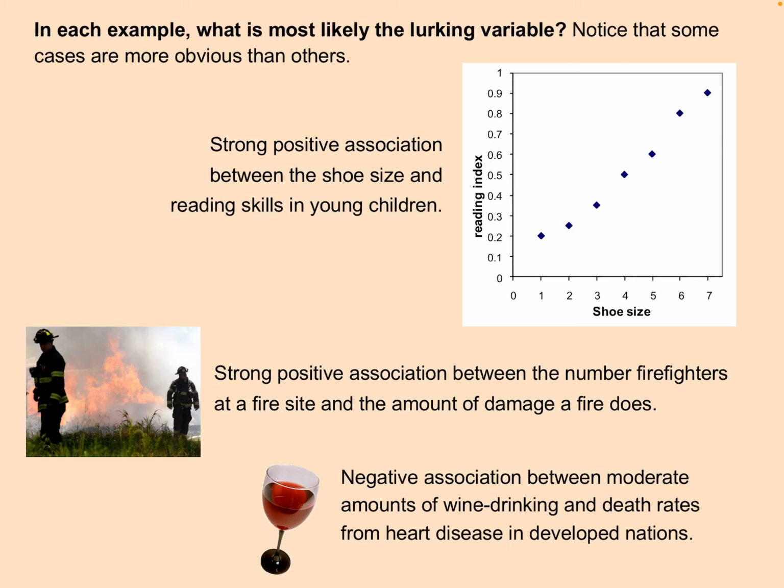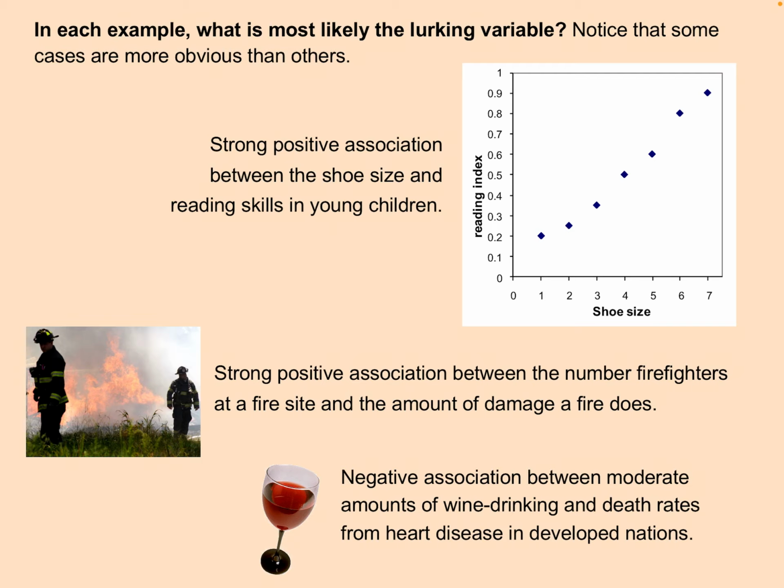Okay, so let's take a look at some examples. So in each example below, what's the most likely lurking variable? Okay, some of these are obvious, some are not so. Let's take a look at one of the most obvious ones. This is a long-standing and well-documented and well-used example of association not implying causation. If you plot shoe size of children against a measure of their reading ability, you see a pretty good relationship. Does that make sense? Should there be anything about your shoe size as a child that makes you read better?